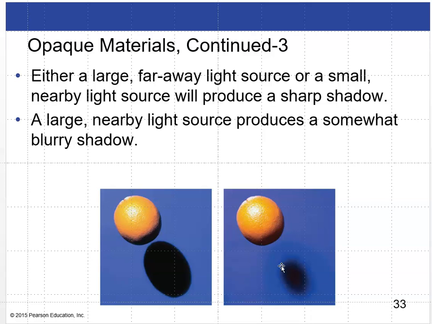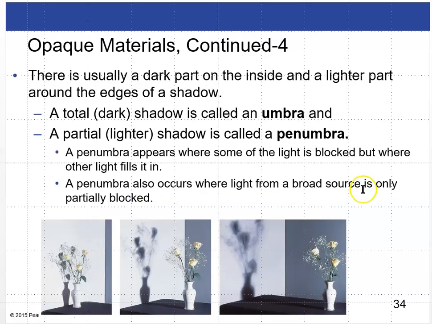The center part is the umbral part of the shadow. The light gray part is the penumbral part of the shadow. If you move your hand very close to the table, the penumbral part pretty much disappears and the umbral part takes over. So there's usually a dark part on the inside and a lighter part around the edges of a shadow. The total dark part of the shadow is called the umbra. The partial or lighter part of the shadow is called the penumbra. A penumbra appears where some of the light is blocked, but where the other light fills it in. Of course, that's this part right here.